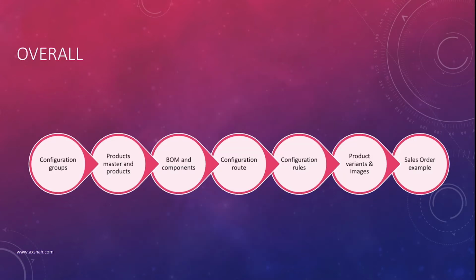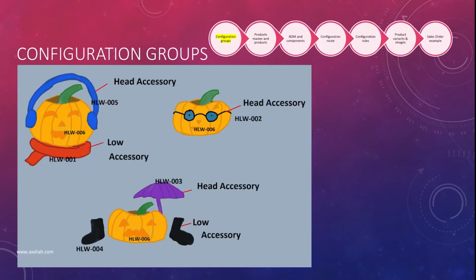Let's go step by step. First, we'll configure the groups. We'll create a product master, the BOM components, and to the BOM components, we will attach the configuration groups, configure the rules, generate the product variants, and attach images to each variant. Then finally, we'll use the variants in a sales order example. So the first step is to create configuration groups in Dynamics 365.